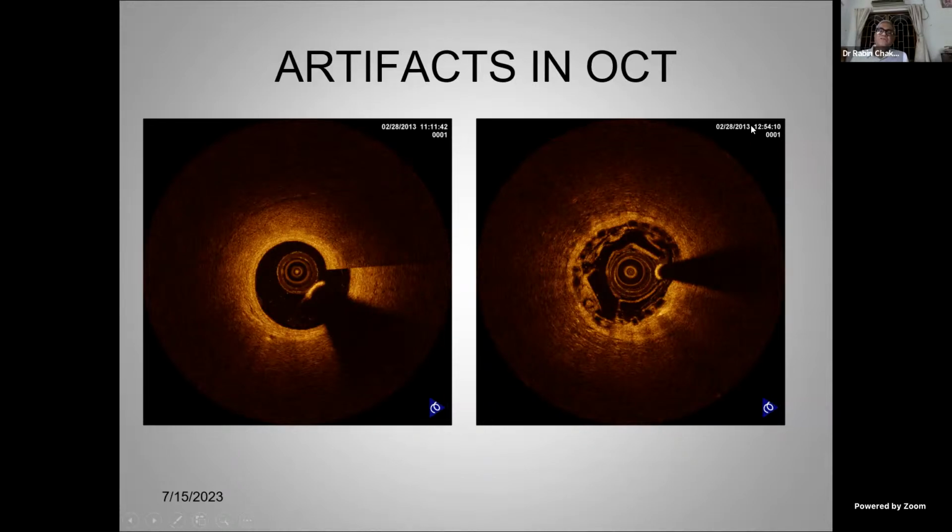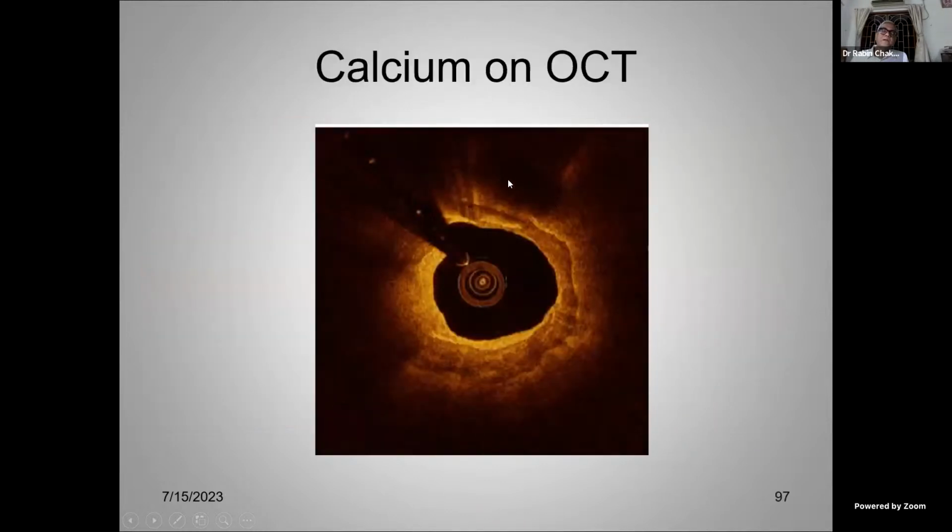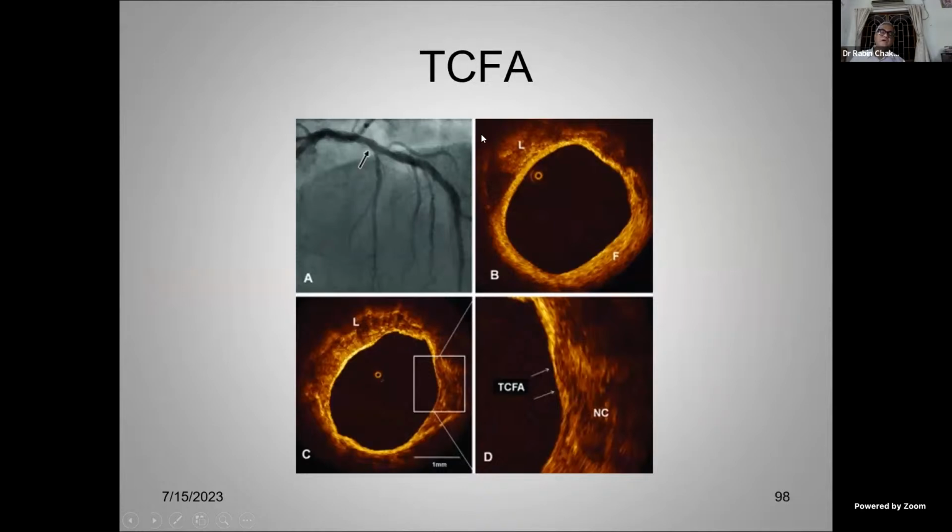This is the kind of case which I did in 2013, 10 years ago, and you can find a lot of artifacts. They're all artifacts. And I think the patient had an Absorb, and this is an absorbable stent. This is calcium. Calcium looks completely different here, like a rock. This is a classical appearance.